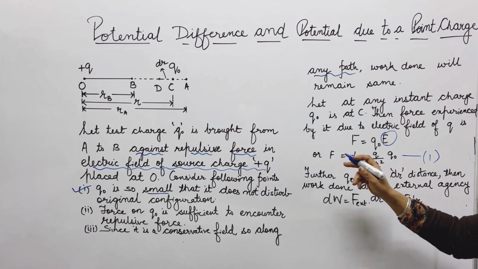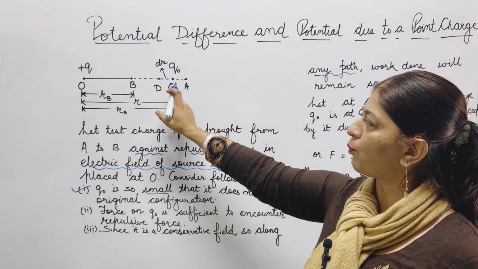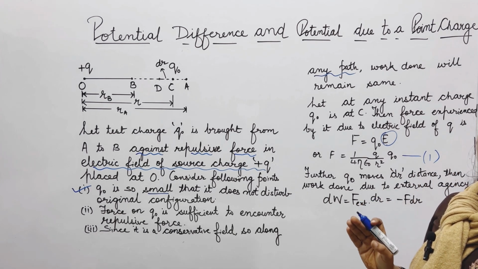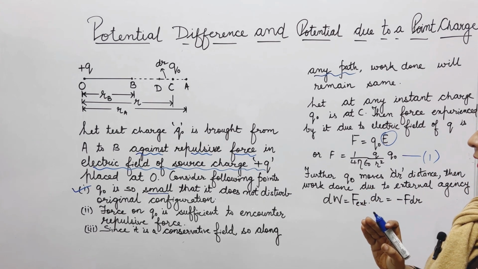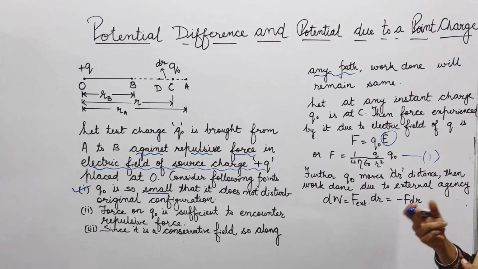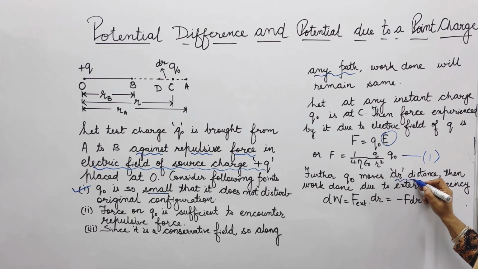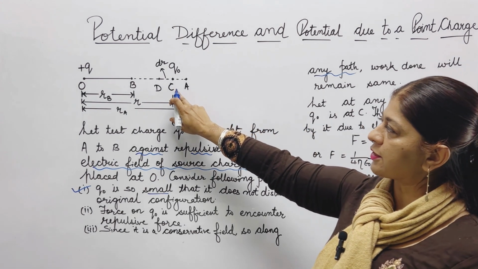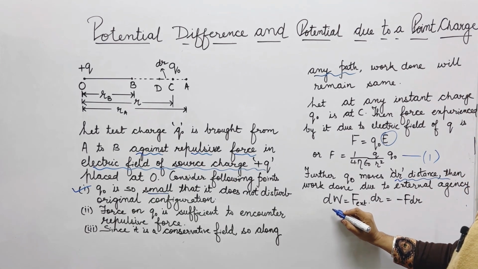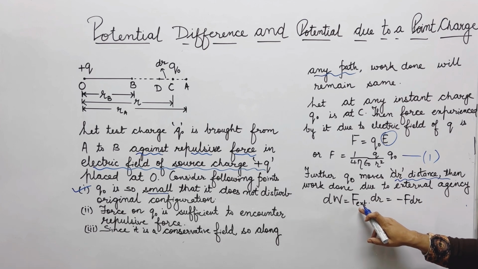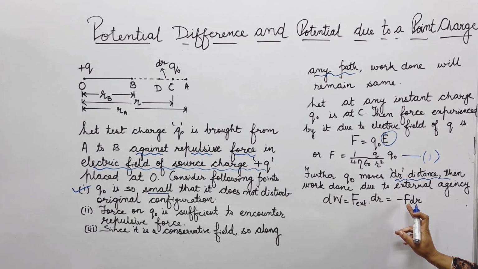Further, Q naught is moved a small distance dr from point C to D. Now, to make it move from point C to D, we apply an external force, and the external force will be in the direction opposite to the force given by plus Q charge. So dr is the distance traveled from point C to D. The work done, a small work done for the small distance moved, will be given by force into distance, and since it is opposite to the force produced by plus Q charge, that is why the minus sign is here.